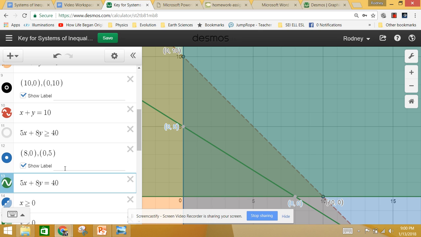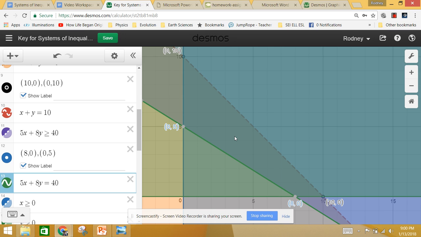Now we got to figure out what zone is going to be shaded. So I'm going to use my usual go to of 0, 0 because this doesn't go through 0, 0. So 5 times 0 plus 8 times 0 is just 0. Is 0 greater than or equal to 40? It isn't. So I'm going to be shading that way. So I'll go ahead and do my shading. And there it is. I've got this zone.